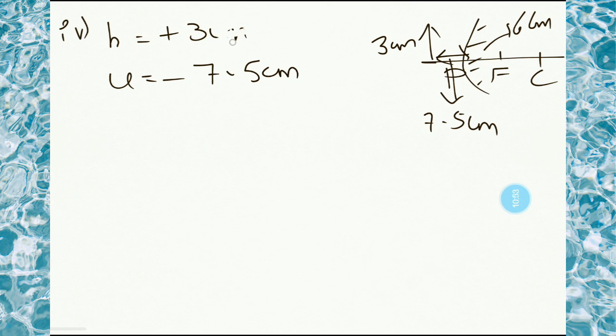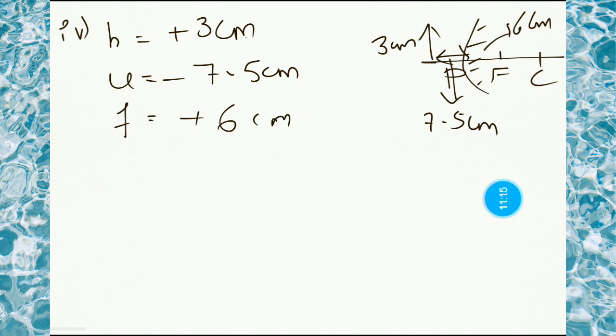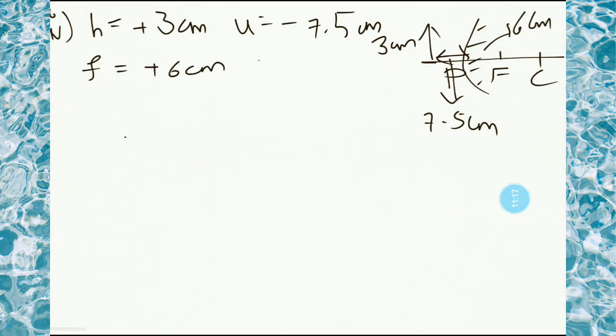Next, what else is given? We also have the focal length, that is positive 6 centimeter. It is positive because it is towards the right hand side of the x-axis, right? So that's why it is positive. And what are we supposed to find? V. Okay, image distance we are supposed to find.